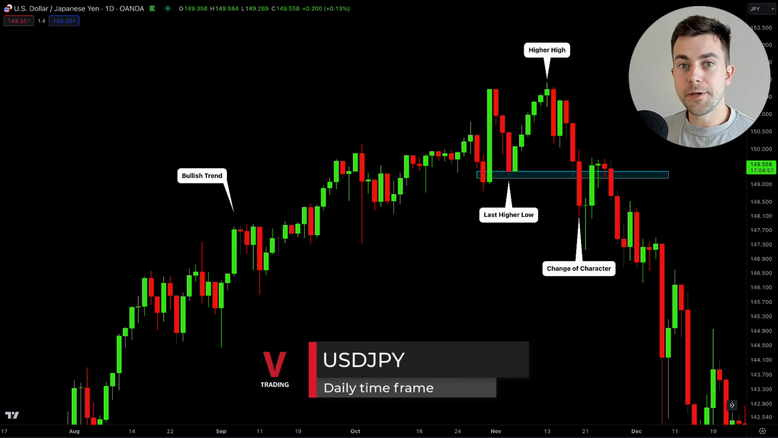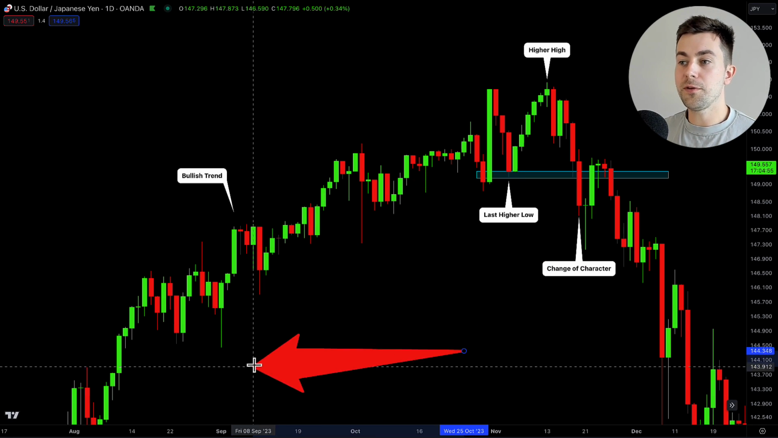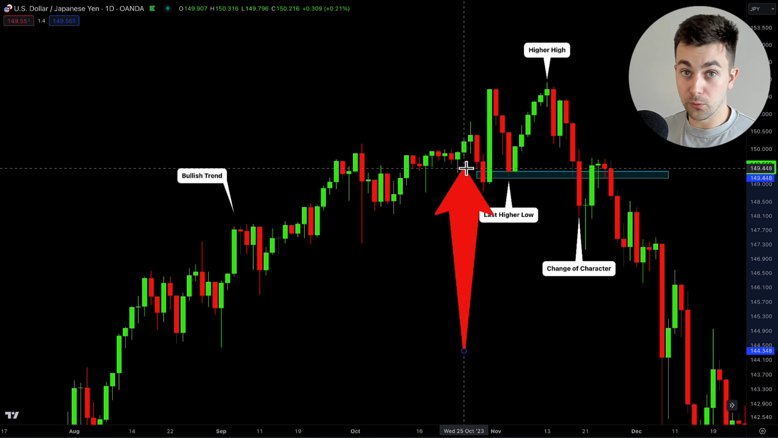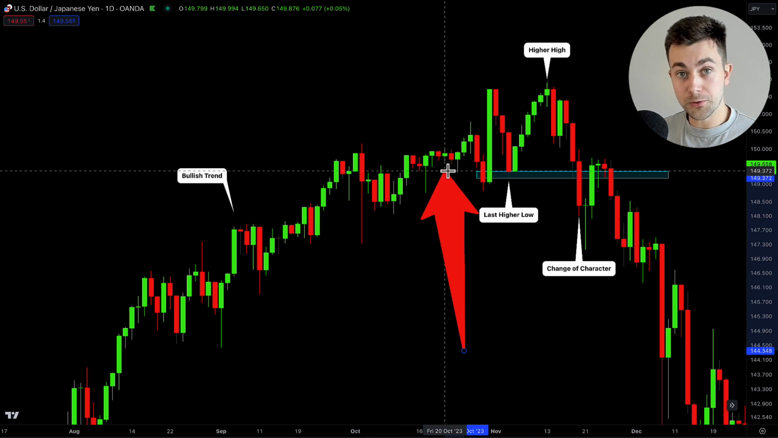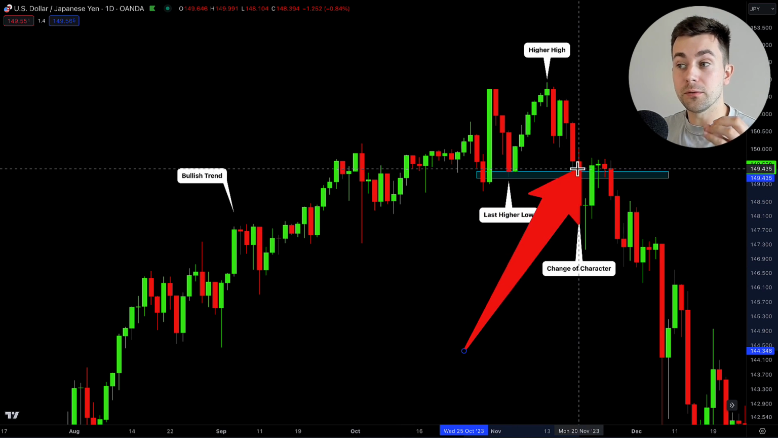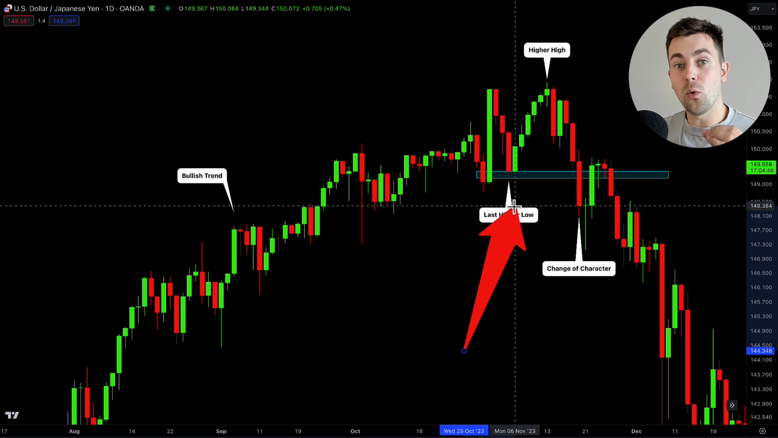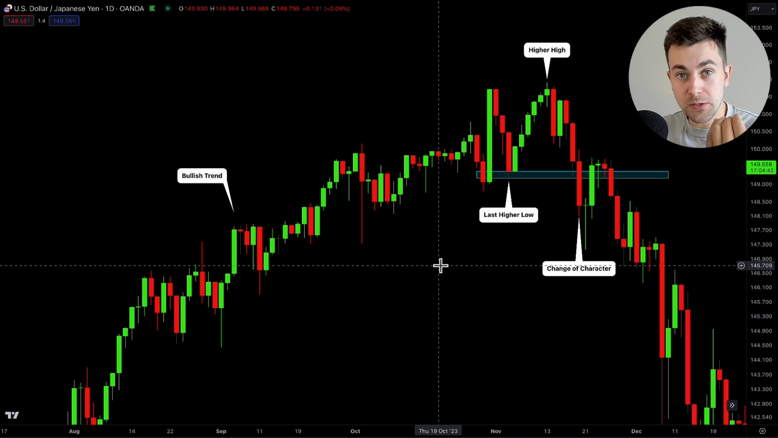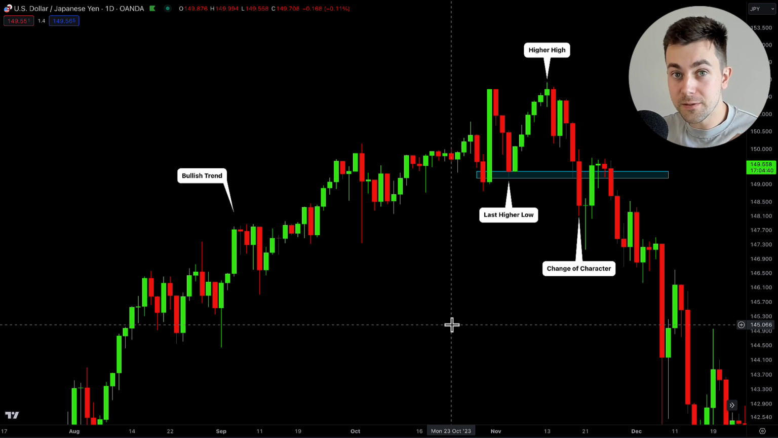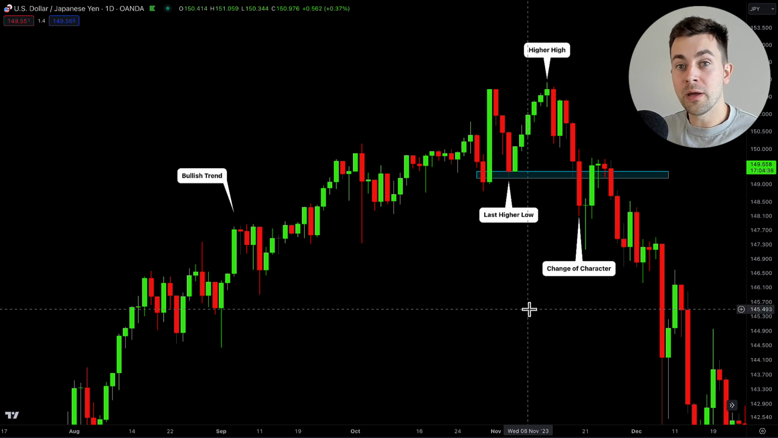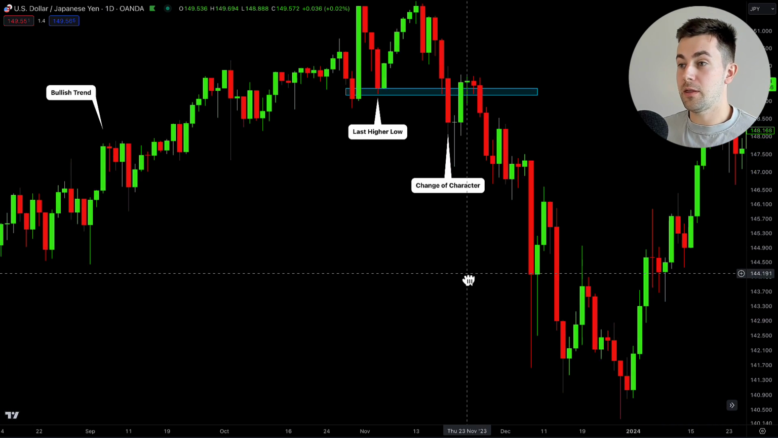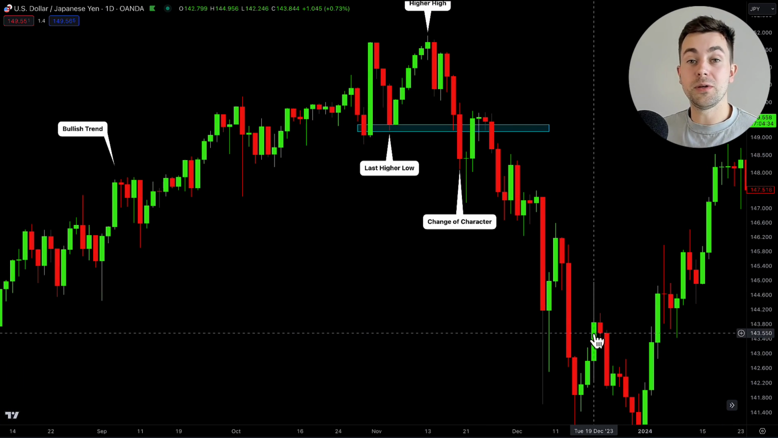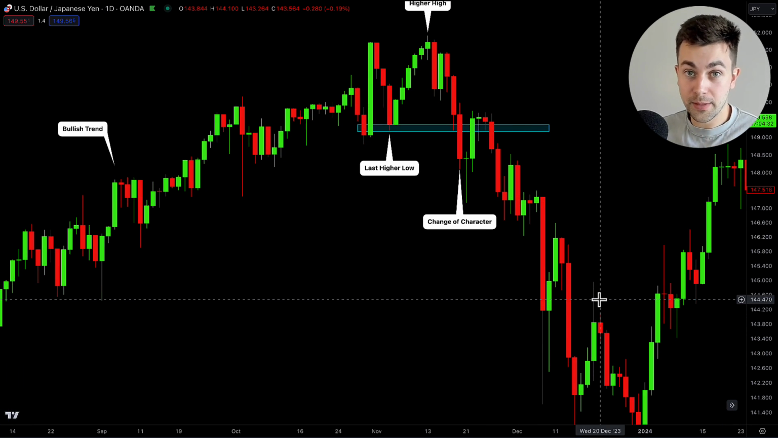Here is dollar yen pair daily time frame. Obviously the market here was very bullish. We were trading in a strong bullish trend, but then the market dropped and violated the level of the last higher low. That was the confirmed change of character, and for us it indicated a highly probable bearish reversal. And you can see that then the market started to trade in a bearish trend and dropped heavily.